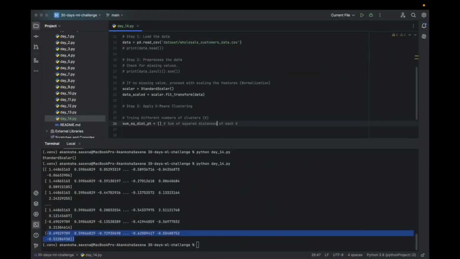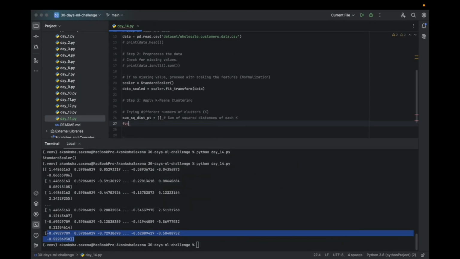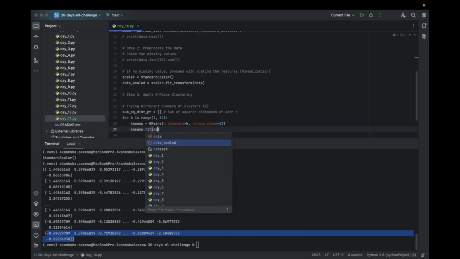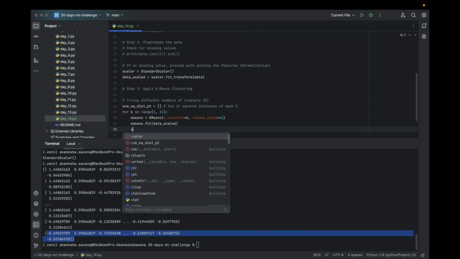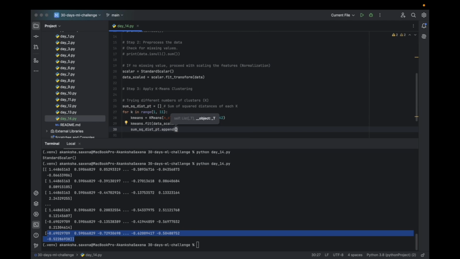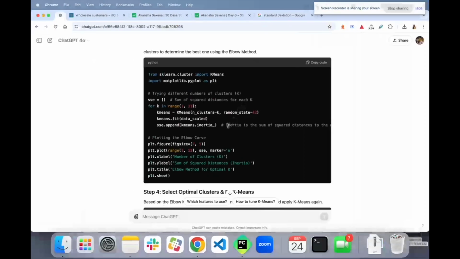Sum of square distances for each k. So for k in 1 to 11, for each k we are creating a KMeans with the cluster count as k and random state 42. Then we fit this on the scaled data and push the inertia into our list, storing the sum of squared distances. We are using KMeans inertia. That's what we have.